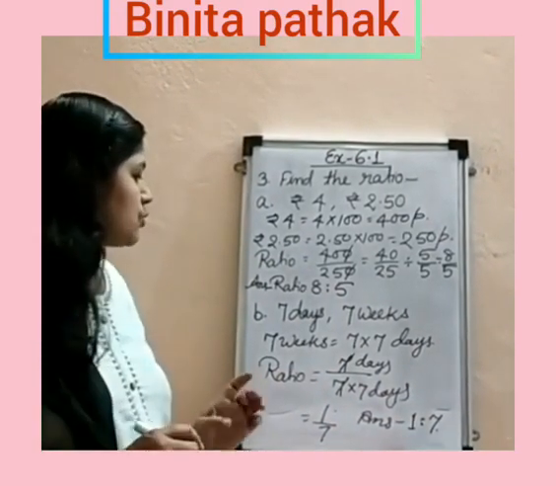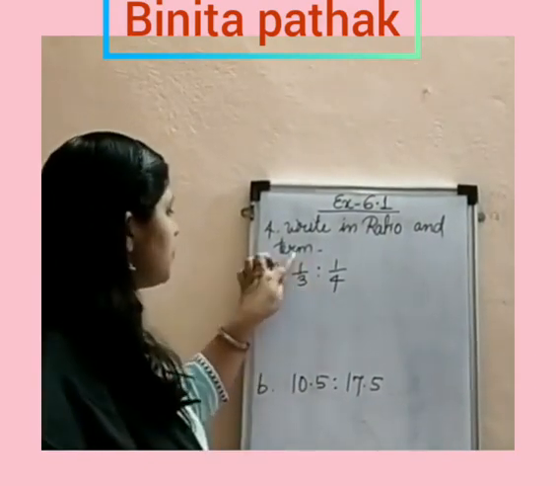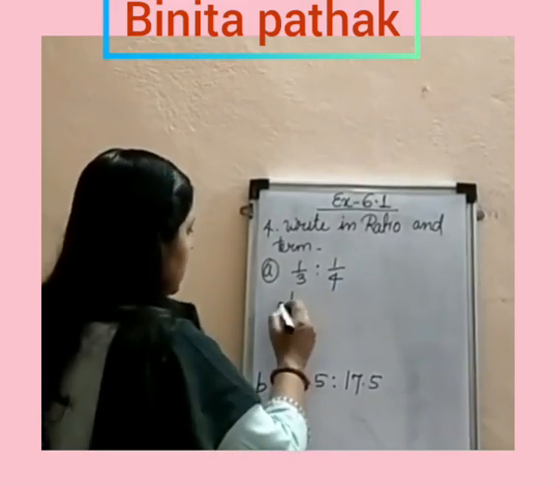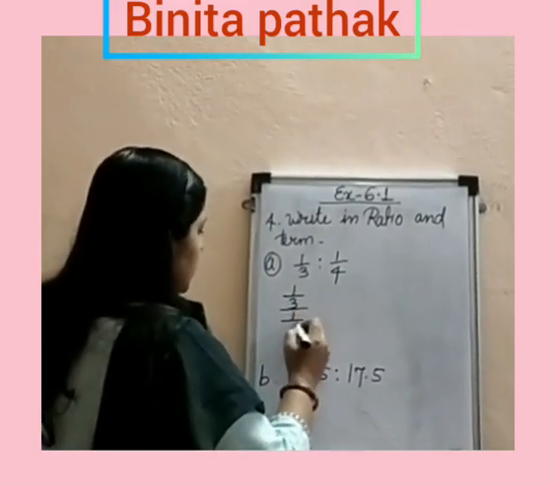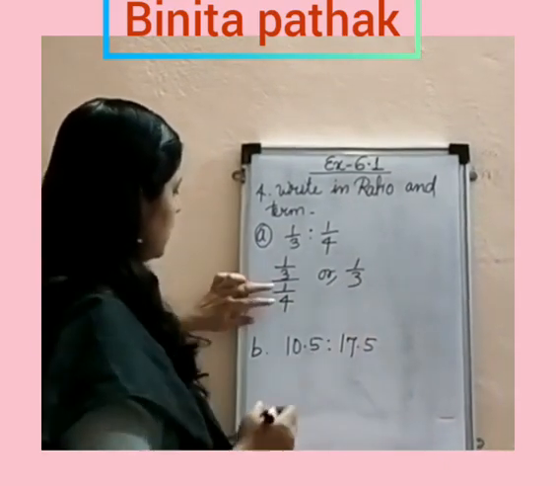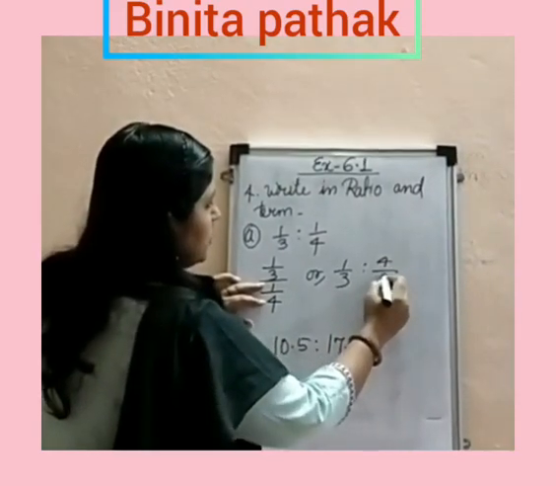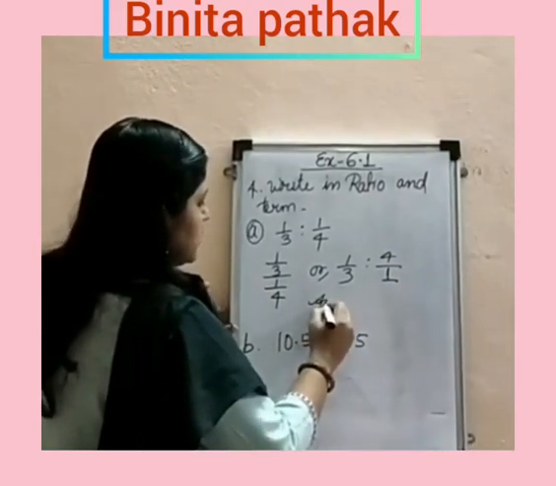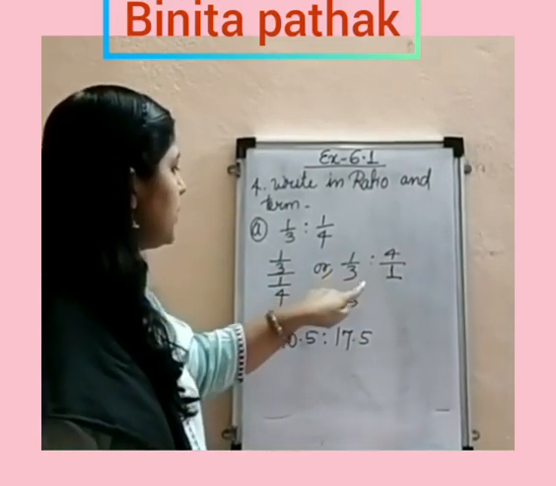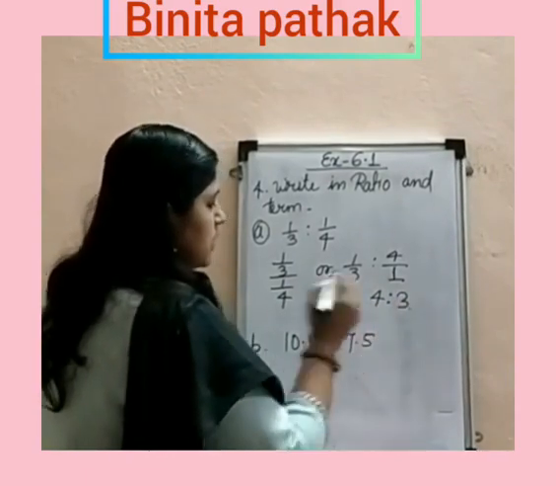Now the next question is question number 4. Here it is given in two terms, 1 upon 3 is to 1 upon 4. In fraction, how can we write it? It is 1 upon 3, 1 upon 4. Or we can write 1 upon 3, and this will be reciprocal, so 4 upon 1. Now the answer is, what will be the first term here? This will be the first term and this will be the second term. So 4 is to 3 is the answer.